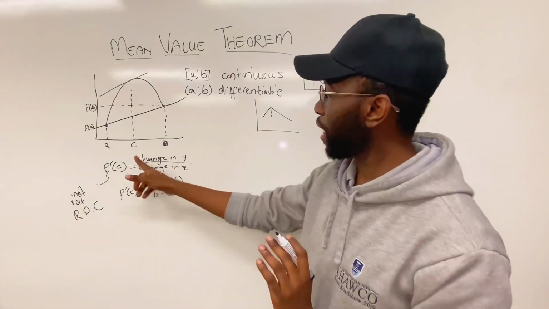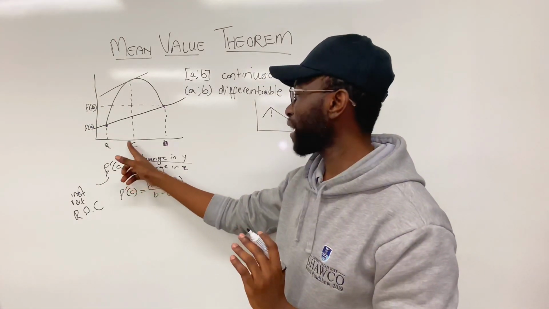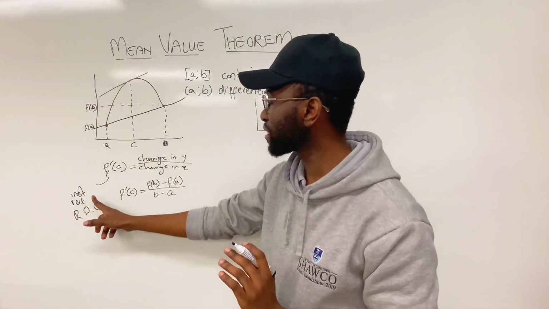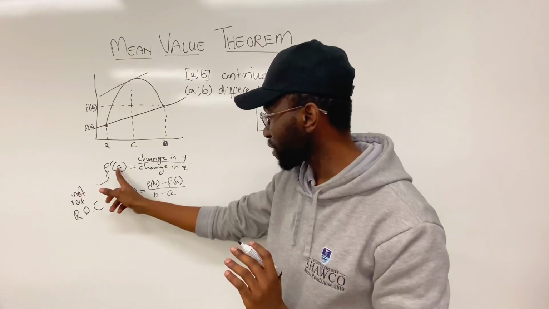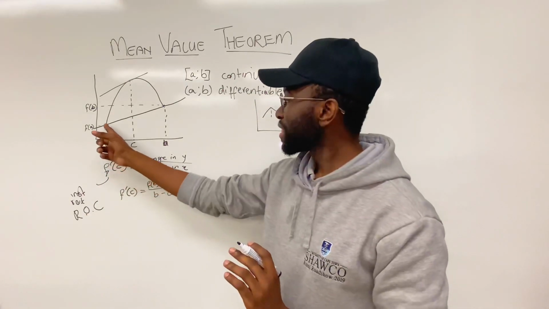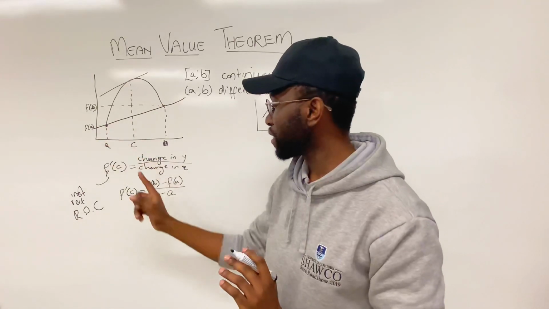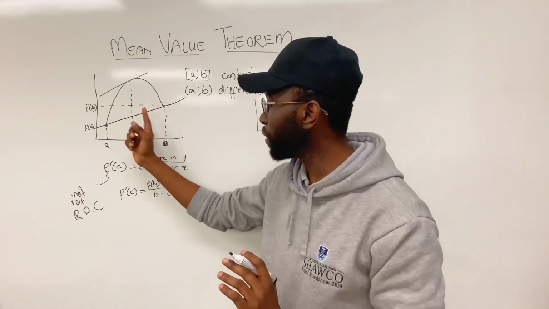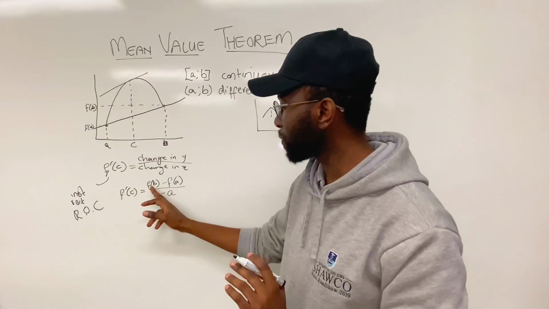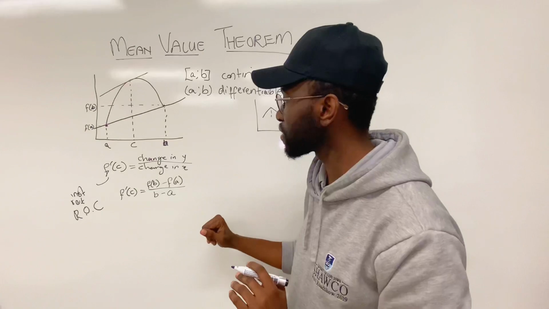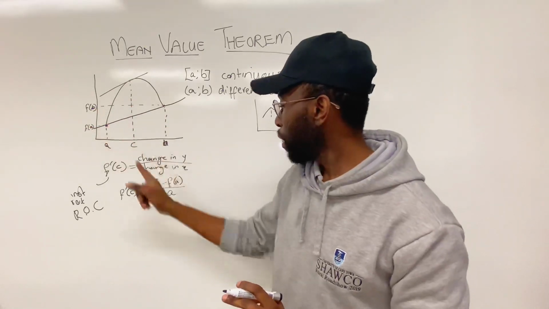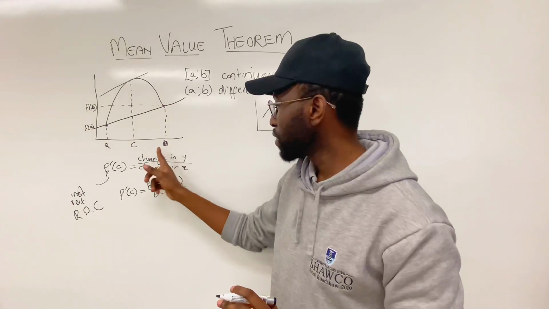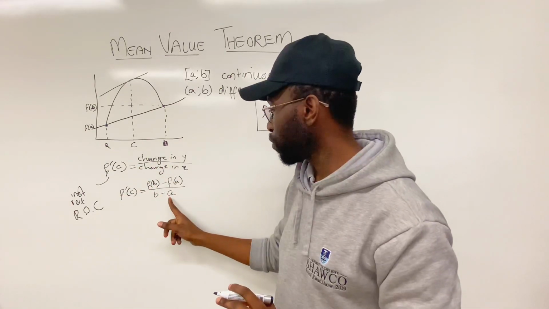Then there exists a point C, whereby the gradient will be parallel to that secant, and you can find that instantaneous rate of change, that derivative at C, by finding the gradient between A and B, the average rate of change between A and B, and you do that by taking the change in Y over the change in X, meaning the Y value of B subtracted the Y value of A, over the X value of B subtracting the X value of A.